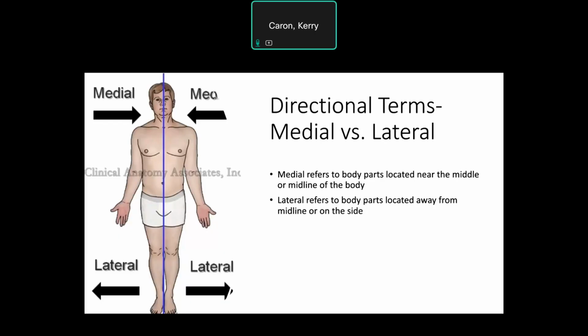Okay, medial and lateral. Medial, think medium or in the middle, right? Is near the middle or midline of your body. And lateral refers to the body parts away from the midline. So if we have a midline that cuts us kind of in half at our nose in the middle of our body, anything toward the sides of our body is lateral. Anything toward the middle is medial.